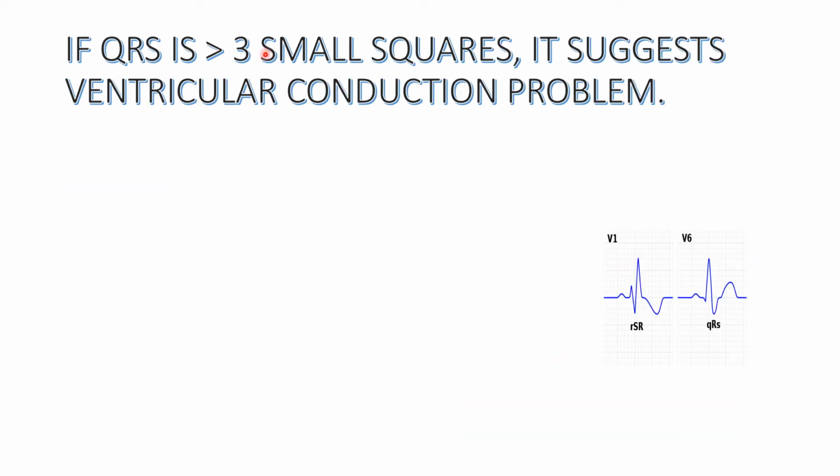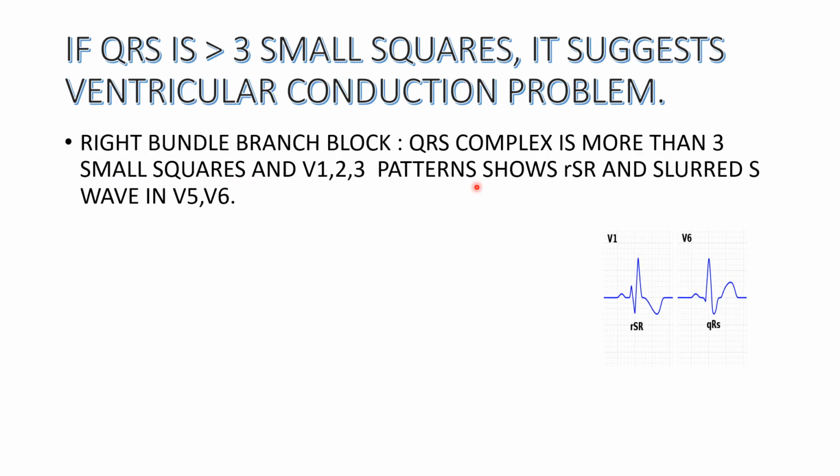So moving on to the abnormalities of the QRS complex. If the QRS complex is more than 3 small boxes, it suggests a ventricular conduction problem. So it could be right bundle branch block or left bundle branch block. Right bundle branch block is mostly due to occlusion of the left anterior coronary artery leading to myocardial infarction. For that we'll have a look at V1, V2 and V3, which will give a typical RSR pattern as you can see over here, and V6 and V5 will give a sluggish S wave.